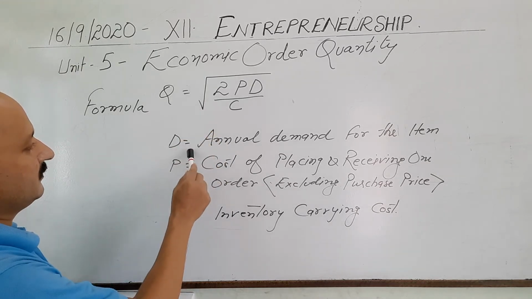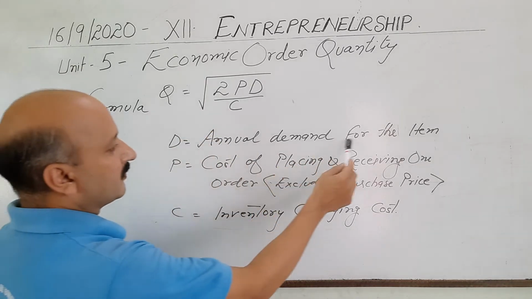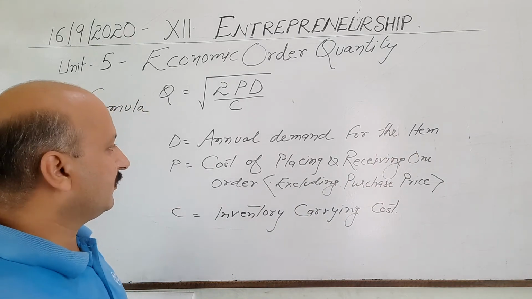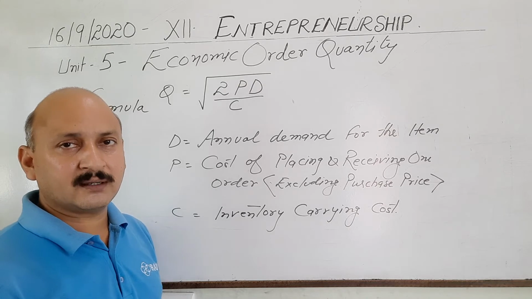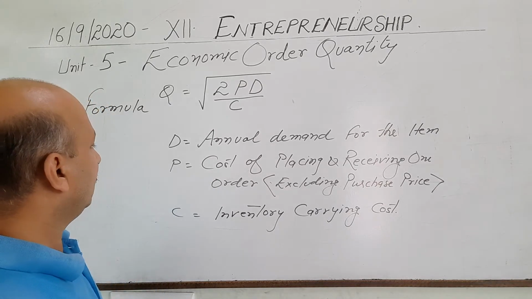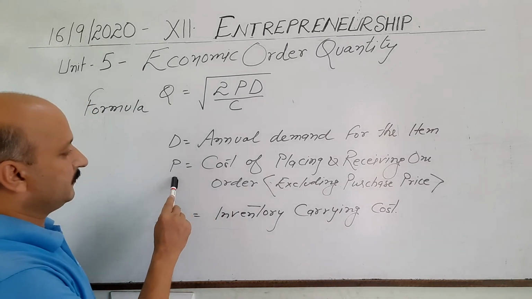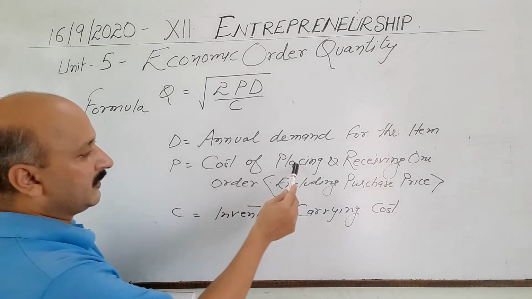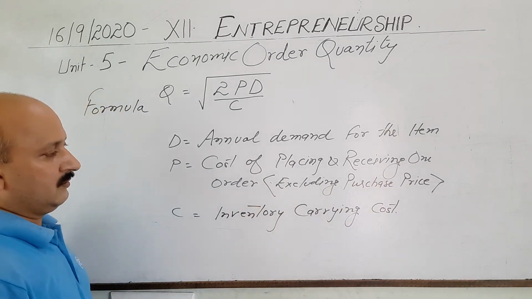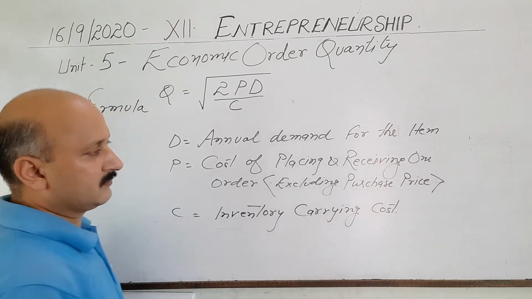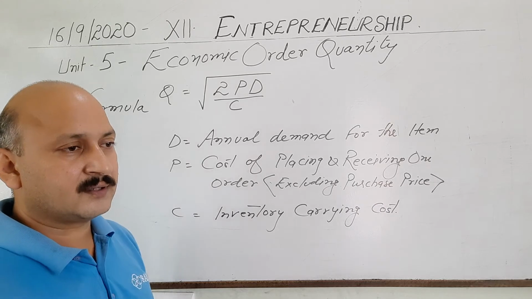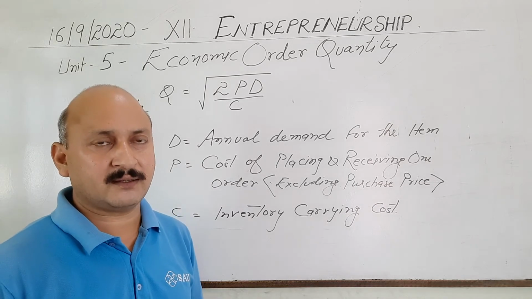So D here means annual demand for the item. Whatever good it may be, we have to write the annual demand in quantity, say 1000 units or 2000 units or 10,000 units. Then we have P. P here means cost of placing and receiving one order excluding the purchase price. So it means that cost which is exclusive of purchase price.